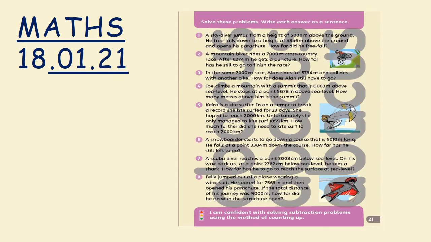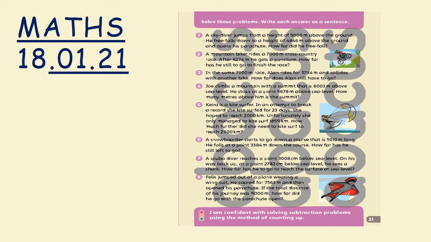If you're still struggling subtracting using the frog method, you can start from this worksheet. I'm going to model for you the first example. A skydiver jumps from a height of 5,000 meters above the ground. He free falls down to a height of 4,846 meters above the ground and opens his parachute. How far did he free fall?